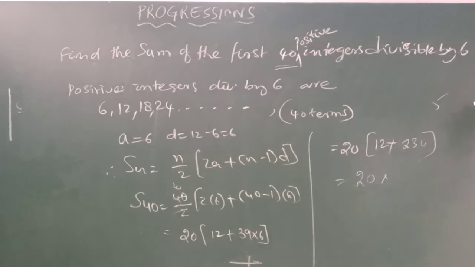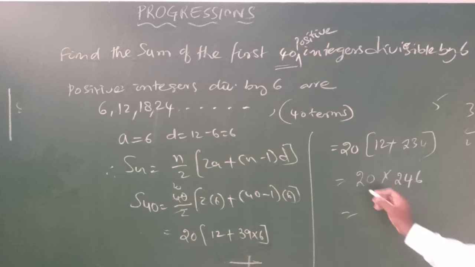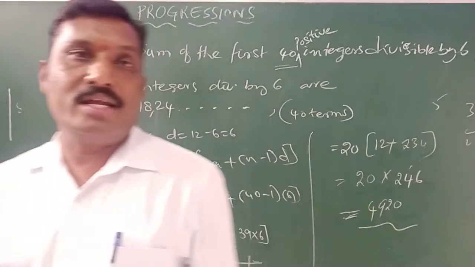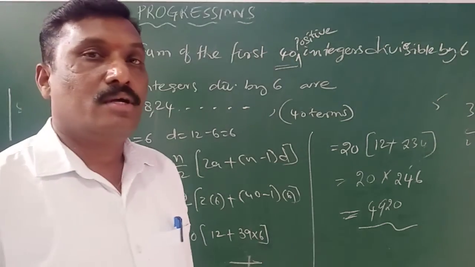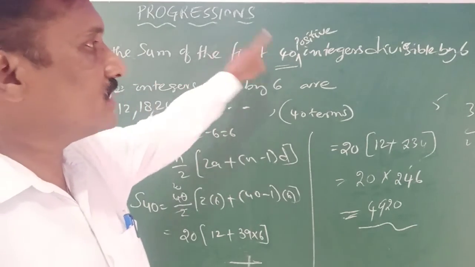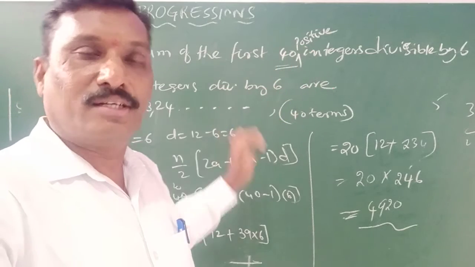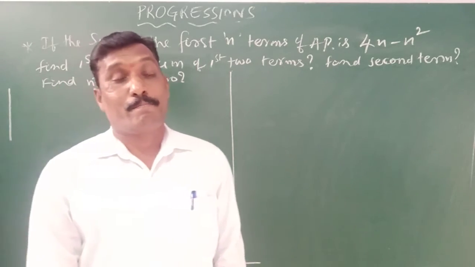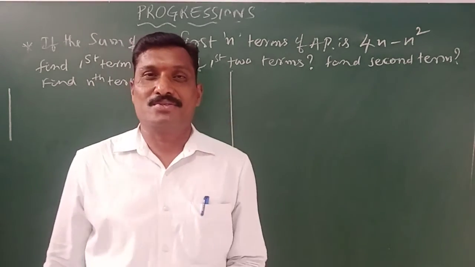20 into, did you get this correct or not? 54, 18, 23. Okay, 246. So 2 6s are 12, 9. So your answer is 4920, the sum of the numbers which are divisible by 6, only 40 of them. Okay.